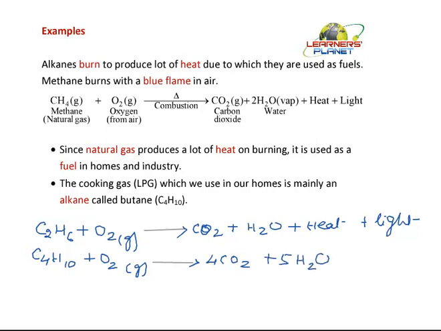Okay, so this is again your heat plus light. You must have seen in your burners that there are holes in it. Those holes are provided to give ample amount of oxygen for oxidation. If the holes are blocked, there won't be sufficient oxidation, and what will happen? The complete combustion will not take place.